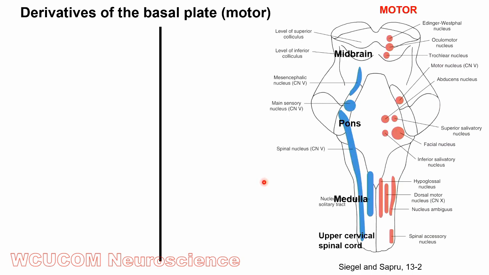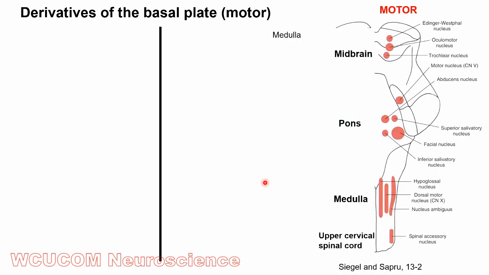So we're going to take the sensory ones out. This is from Siegel and Sapru, our regular textbook. We're only identifying the motor ones, very nicely put together. Whether you're looking at these concentrations in the medulla, and of course there will be cranial nerves going out, you get the idea?